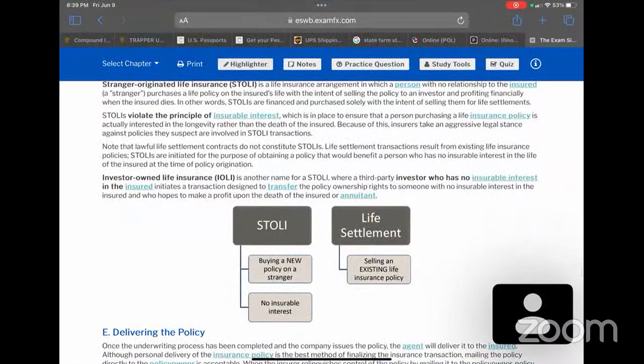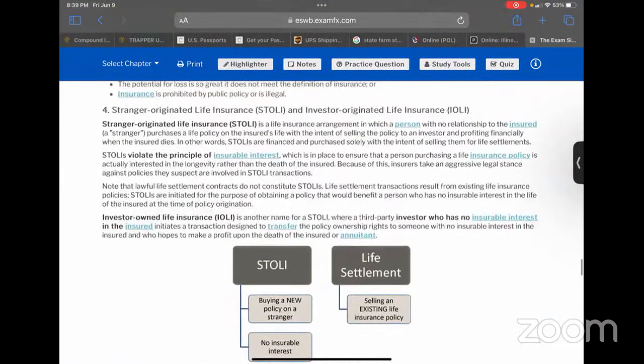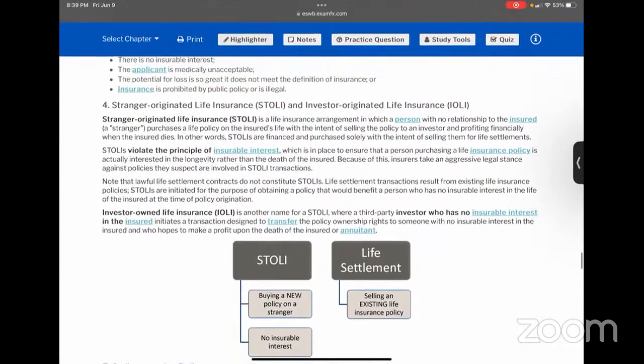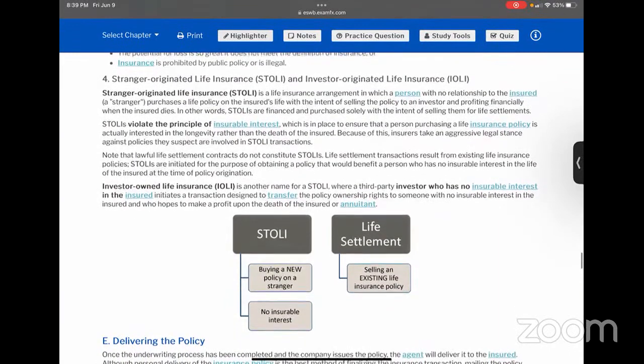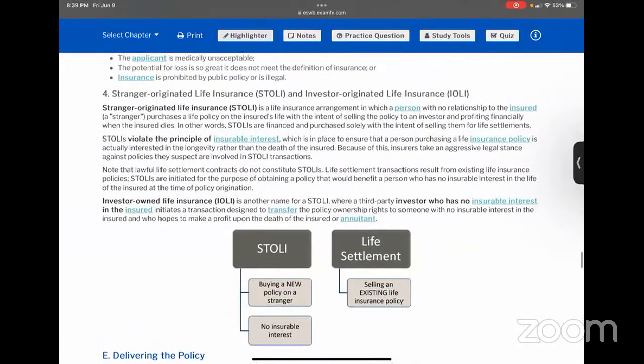All right. Here we go. So the last one is, what is this? This is stranger oriented life insurance. This is STOLI, an investor originated life insurance.